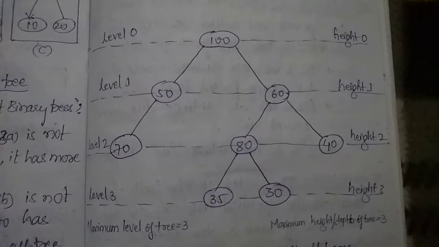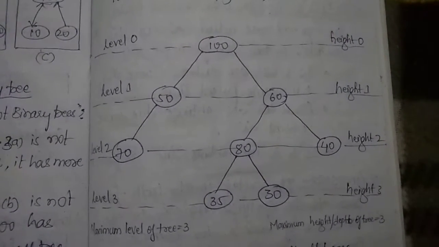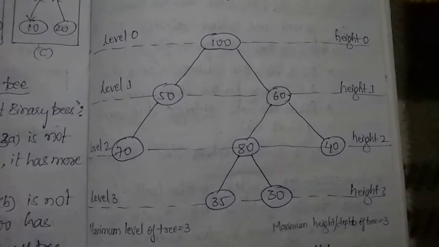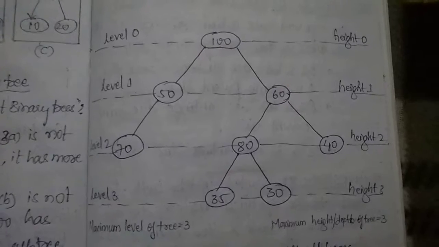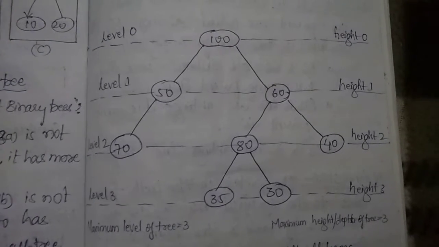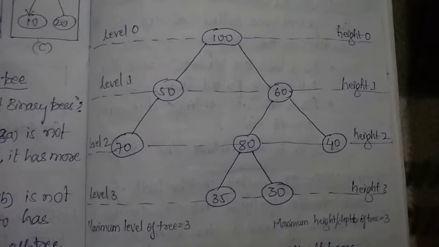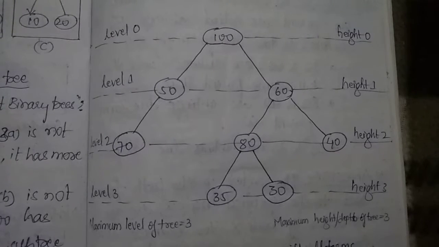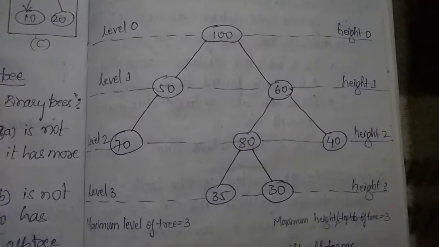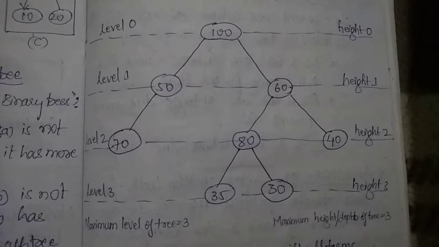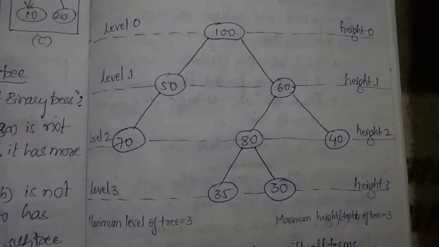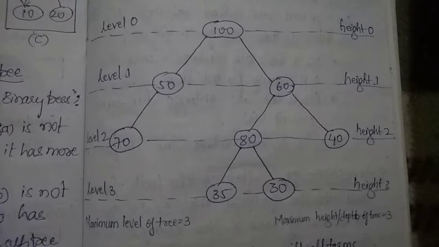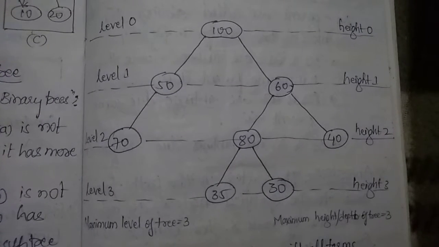The next terminology to be discussed is the left subtree. All the nodes that are left descendants of the node X form the left subtree of X. For example, 50 and 70 form the left subtree of the node 100. 80, 35 and 30 form the left subtree of the node 60.